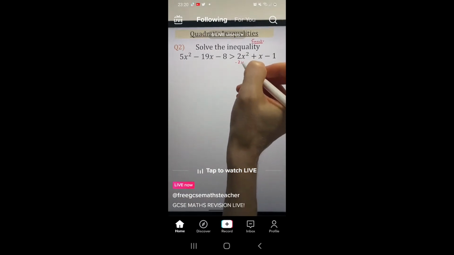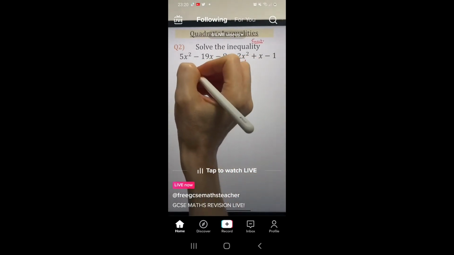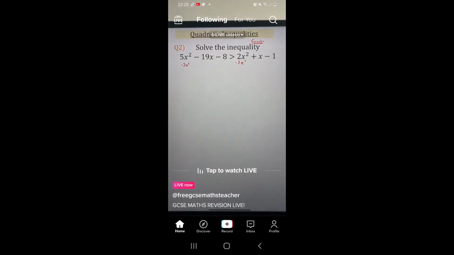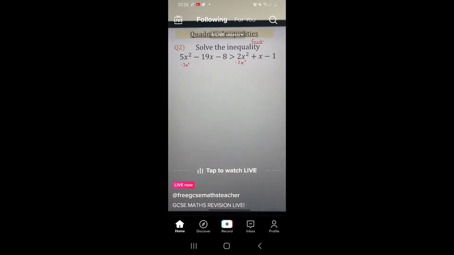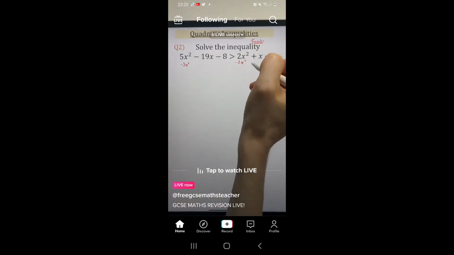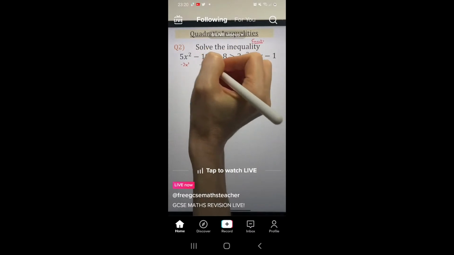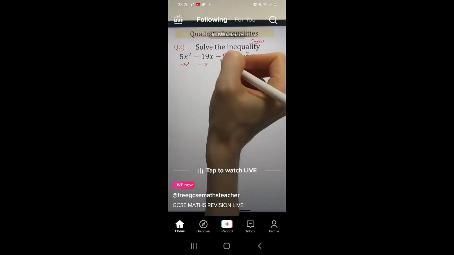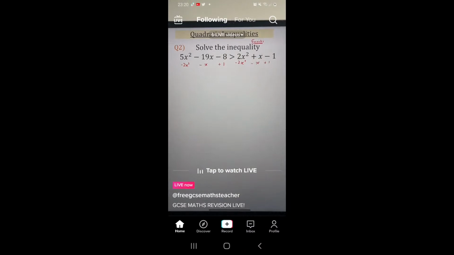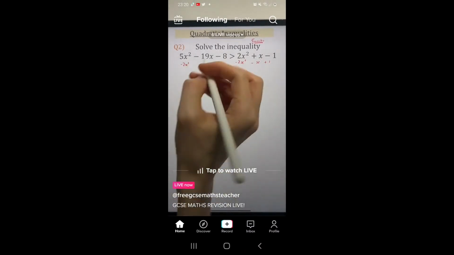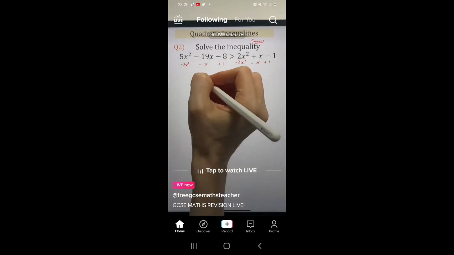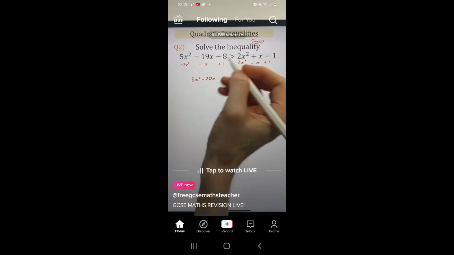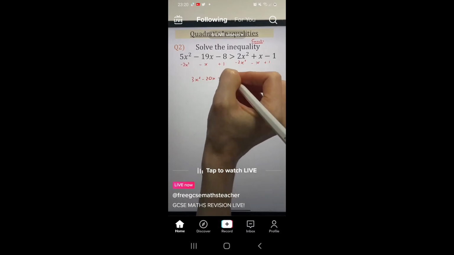I'm going to subtract 2x squared from both sides because I want to have the whole quadratic on one side. The opposite of add 2x squared is subtract 2x squared. The opposite of plus x is to subtract x from both sides. The opposite of minus 1 is to plus 1 to both sides. So I've got 5x squared take away 2x squared, which gives me 3x squared. Negative 19x take away x gives me negative 20x. Negative 8 plus 1 gives me negative 7. And it's still greater than 0.